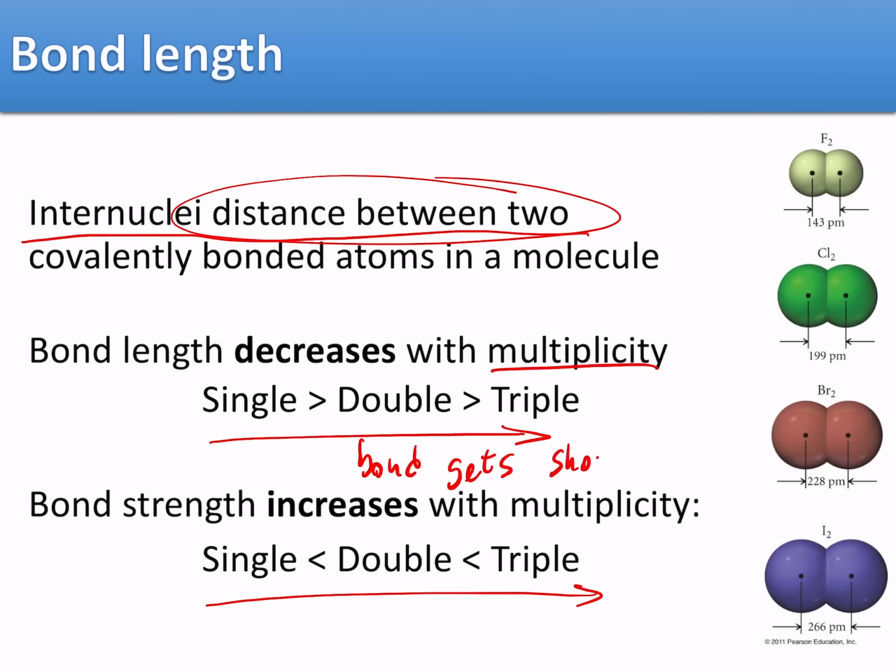the bond gets shorter. But at the same time, when you think in terms of the strength, if you go from single to triple, then the bond gets stronger. So, two things to remember here in terms of trends. If the multiplicity increases, if you go from single to double to triple, the bond gets shorter, but the bond also gets stronger. Those are two things to remember.